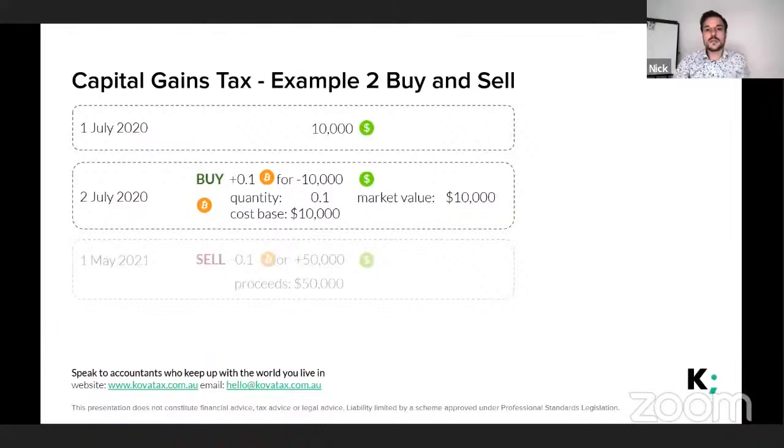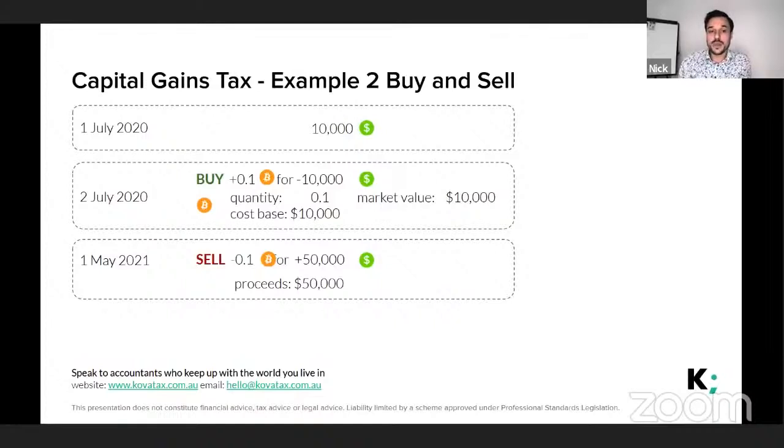Now he waits for some period of time. The value of the Bitcoin that he has gone up in value, and he decides that he wants to sell. So he puts in his sell order. He now has 0 Bitcoin because he sold all of them, and he now has a balance of 50,000 Australian dollars. So he has proceeds of $50,000 from the sale of this Bitcoin. This is important because this proceeds is going to go into the calculation for his capital gains.